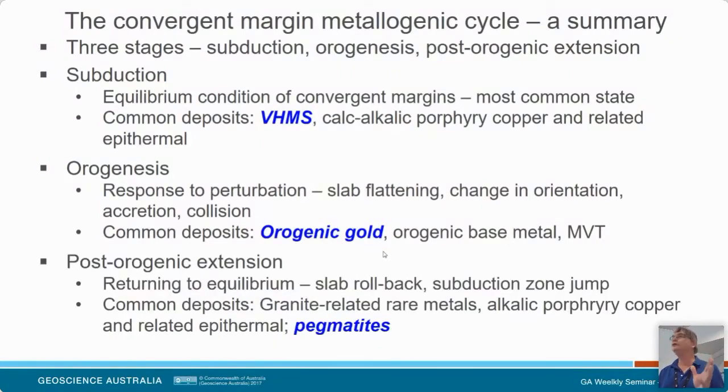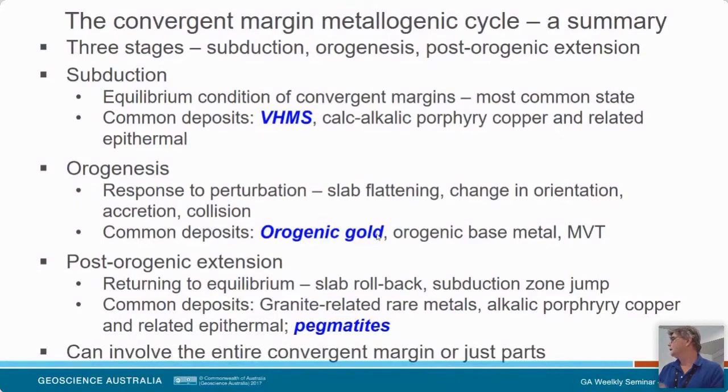And then finally, in post-orogenic extension, it's starting to return to equilibrium, so you get slab rollback and subduction. Commonly, you can get a subduction zone jump. And the common deposits we have are granite-related rare metal, alkalic porphyry copper deposits, and pegmatites. Now, we're going to talk specifically about the ones that are highlighted in blue in the next few slides. The other thing we need to point out is that this can involve the entire convergent margin, or it can involve just parts of the convergent margin.